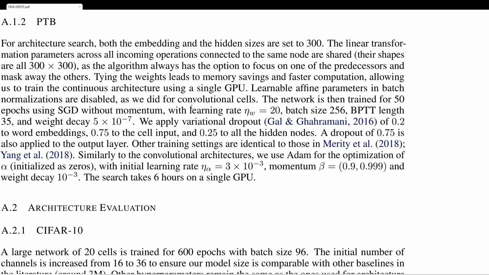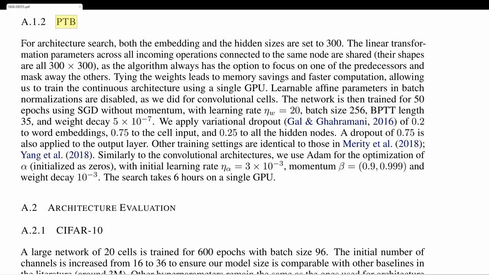Okay, let's look at this, A12, PTB. For architecture search, both the embedding and the hidden sizes are set to 300. The linear transformation parameters across all incoming operations connected to the same node are shared. Their shapes are all 300 by 300, as the algorithm always has the option to focus on the predecessors and mask away the others. Tying the weights leads to memory savings and faster computation, allowing us to train the continuous architecture using a single GPU.